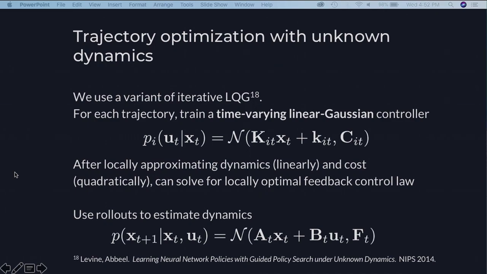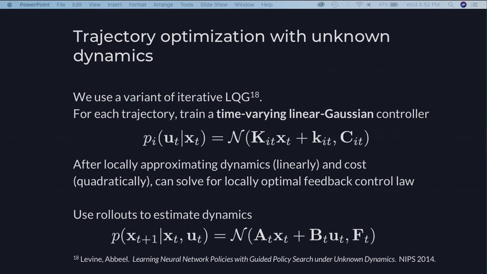So to minimize the cost function in our work, we're using a variant of iterative LQG, although in principle another algorithm could be used. In this algorithm, for each trajectory, we're going to train a time-varying linear Gaussian policy, which is one that has this form. After a local approximation to the dynamics and a quadratic approximation to the cost, it turns out that you can use dynamic programming to solve for a locally optimal set of parameters for this controller.